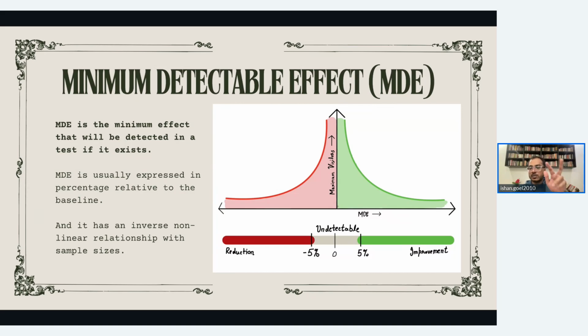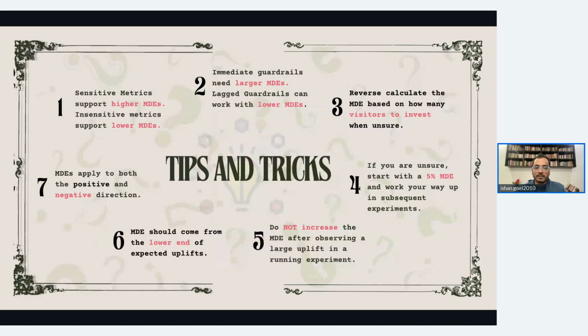But in any case, in that much sample size, MD is applicable on both sides. So can you repeat why not to increase the MD after observing a large uplift in a live experiment? Great, Vincenzo has asked a question: can you repeat why not to increase the MD after observing a large uplift in a live experiment? So I'll explain that in a little bit more detail.